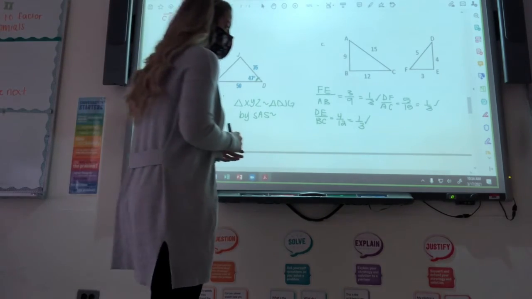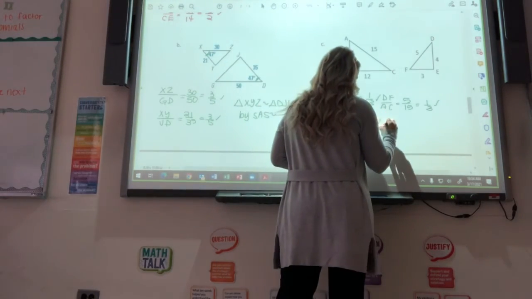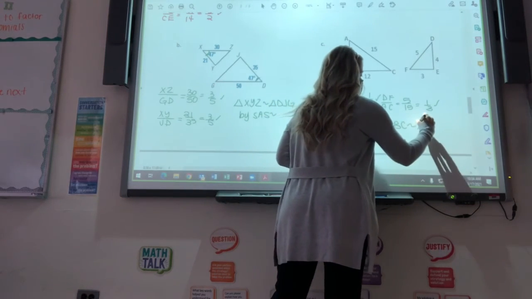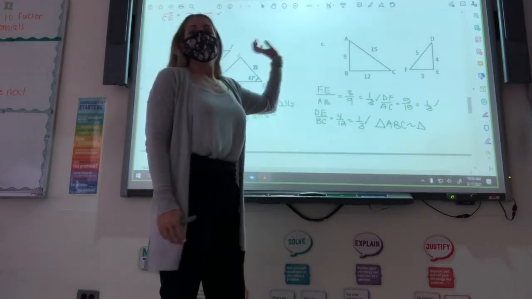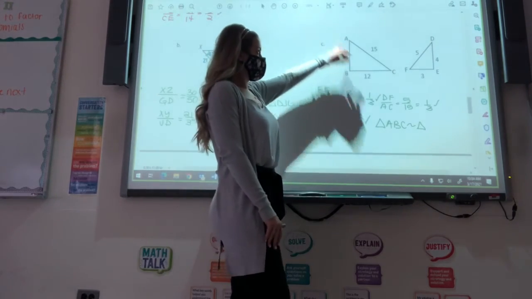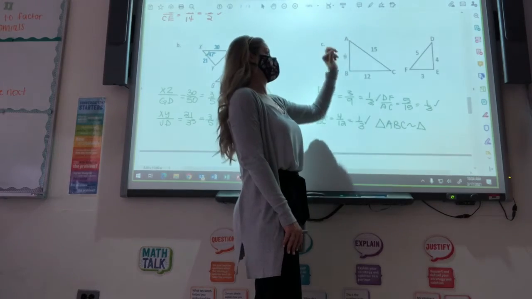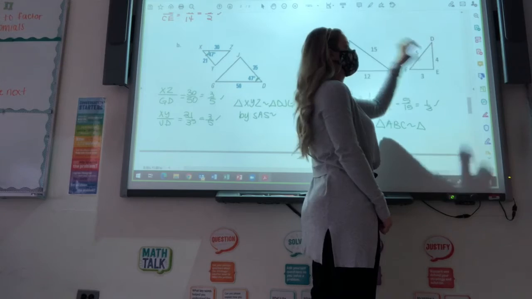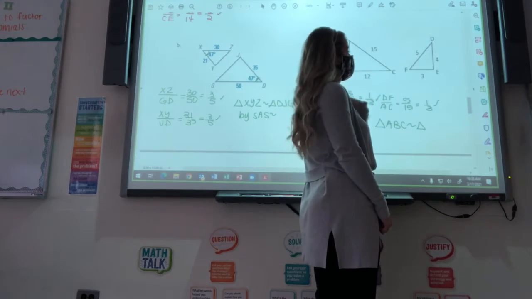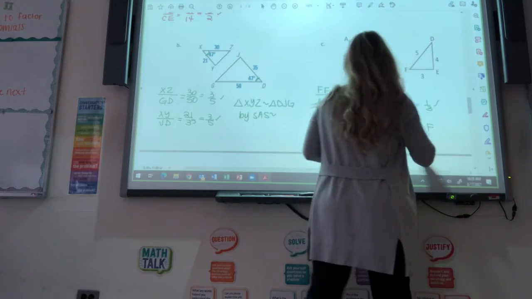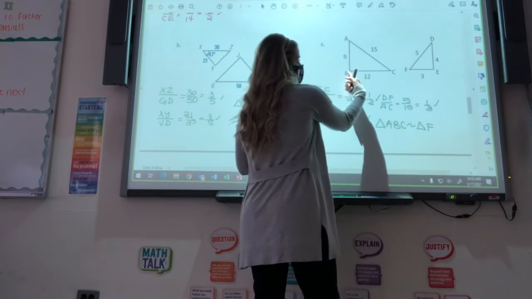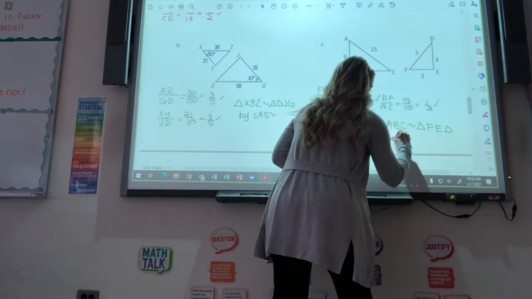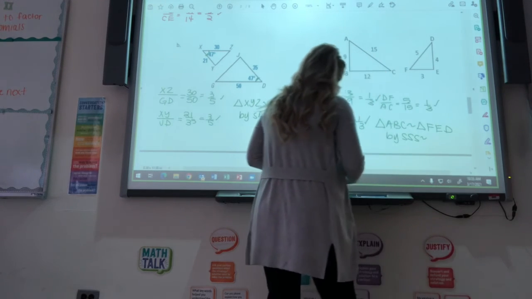Wait, we need our similarity statement. A, B, C. So this is how you figure out which one matches with A. A is between the smallest side and the longest side. So looking at this triangle, which point is between the shortest side and the long side? F. So it goes F, and I went A to B, so I crossed over the smaller side, so F to E, then D. Side, side, side similarity.